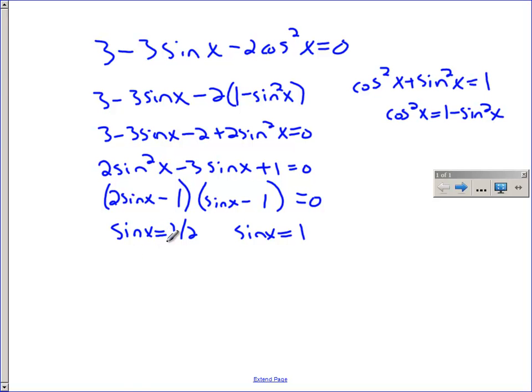What value of x makes sine x equal 1/2? You guys know what that angle is? It's 30 degrees. And in radians, what does that equal? Pi over 6. Awesome. Now there's another place where sine is positive, and that works out to be 5 pi over 6. And where is sine equal to 1? There's only one place where sine equals 1: 90 degrees, which is pi over 2. So there we go.